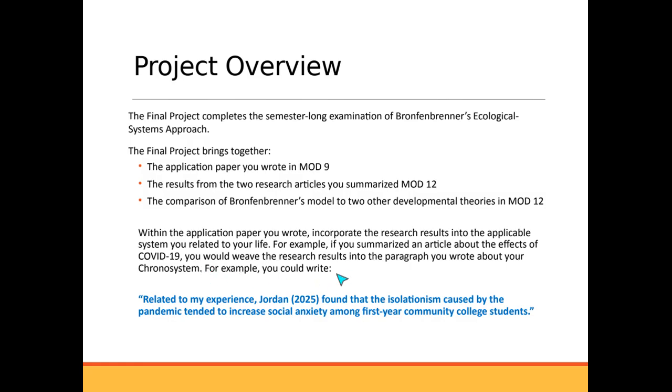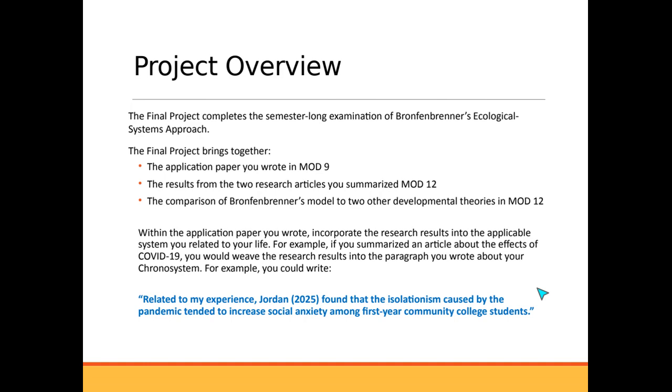So for example, you could segue a sentence within your application of the chronosystem to your life. You can add the research results in there. So you could write something like, related to my experience, Jordan 2025 found that the isolationism caused by the pandemic tended to increase social anxiety among first-year college students. So it's not a huge discussion of the information you found in your research article.